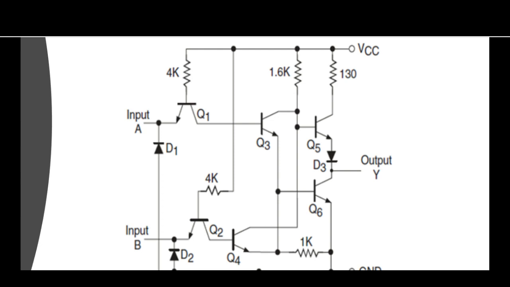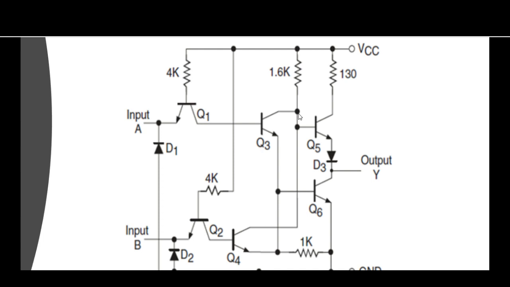Case 2: when A equals 0 and B equals 1. As A equals 0, Q1 will turn on. Since Q1 is turning on, its collector voltage will drop to 0, which is directly coupled to the base of Q3. Now Q3 is turned off, making its collector voltage nearly equal to 5 volt.